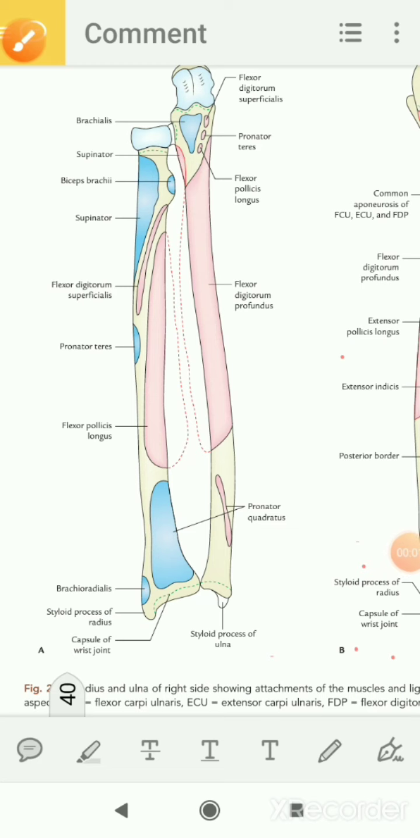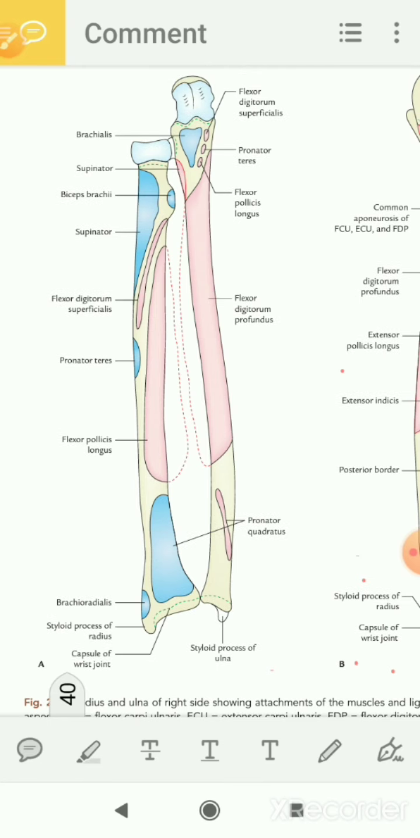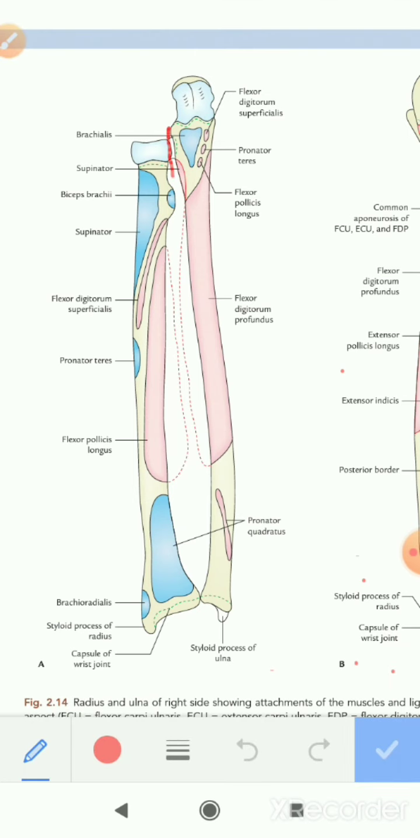Now let's discuss the clinical anatomy regarding this ulna bone. There are 2 clinical conditions. One is Monteggia fracture and another one is Galeazzi fracture. So what are these? If the fracture occurs in the upper third of the ulna, or the upper part of the ulna, with dislocation of the radial head, this is called Monteggia fracture.